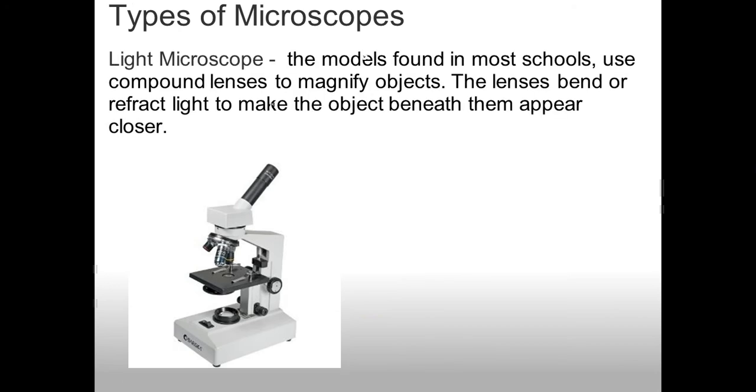There are several types of microscopes. The first is called a light microscope. This is the model found in most schools, and it uses compound lenses to magnify objects. The lenses either bend or refract light to make the object beneath them appear closer. So the lenses are found in this area as well as here. The object you're viewing goes here, and as the light, which comes from here, shines up through the lenses to your eye, the lenses bend the light, which magnifies the object.